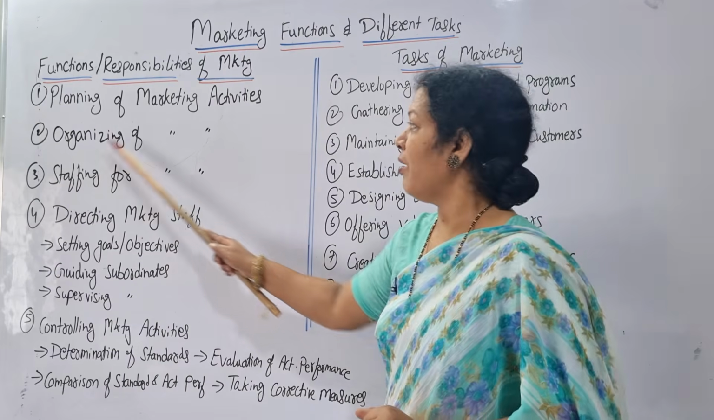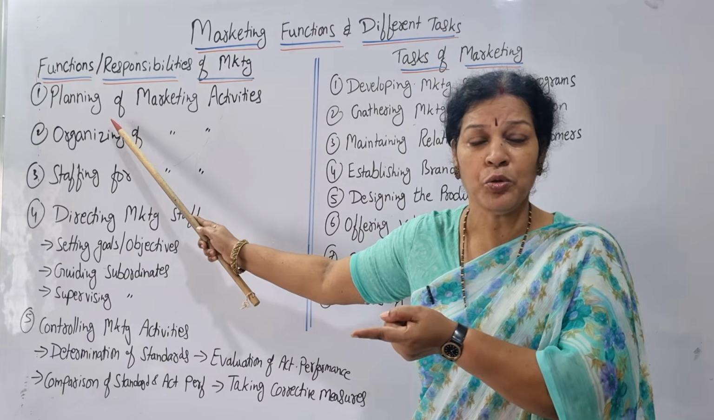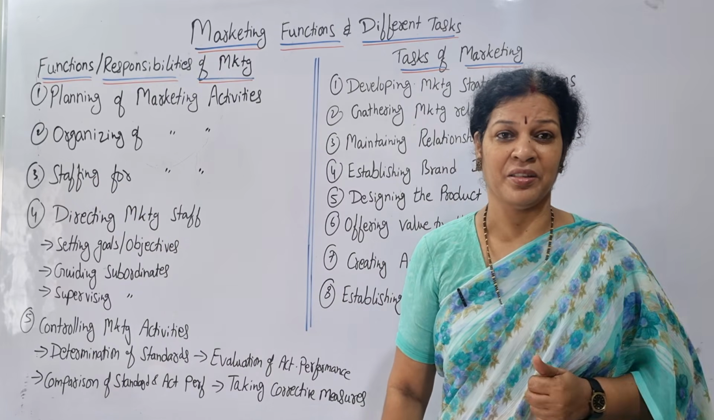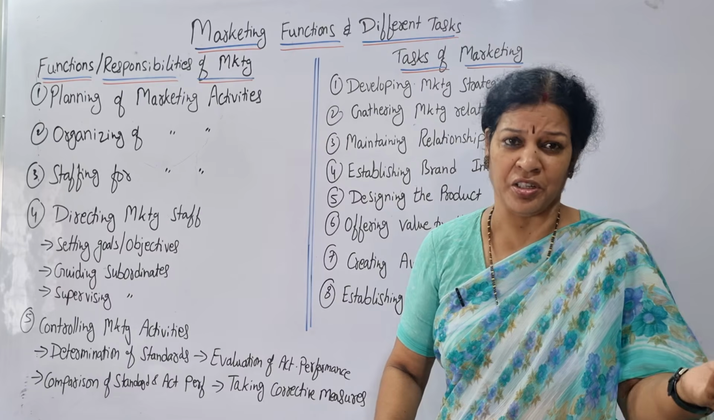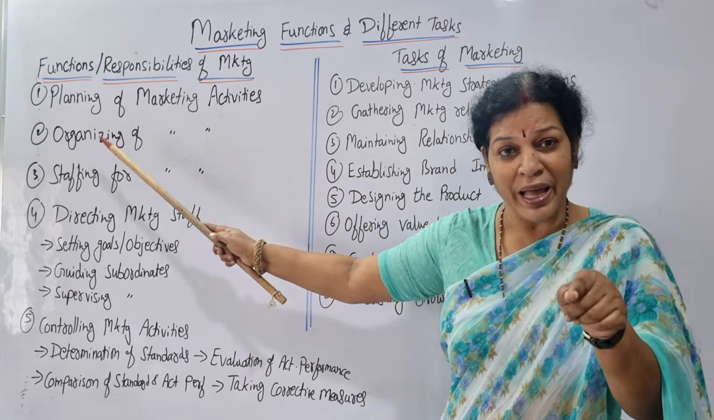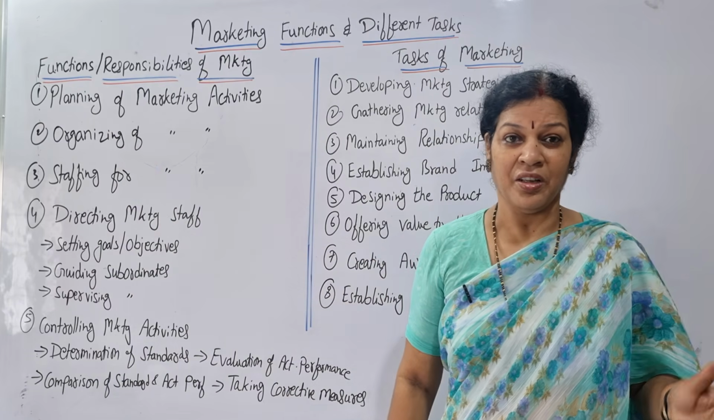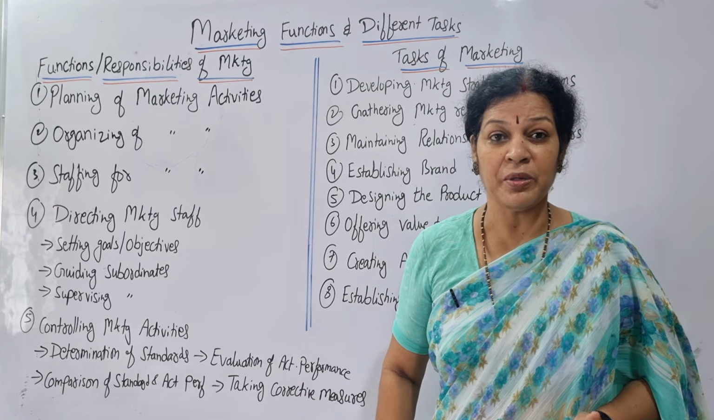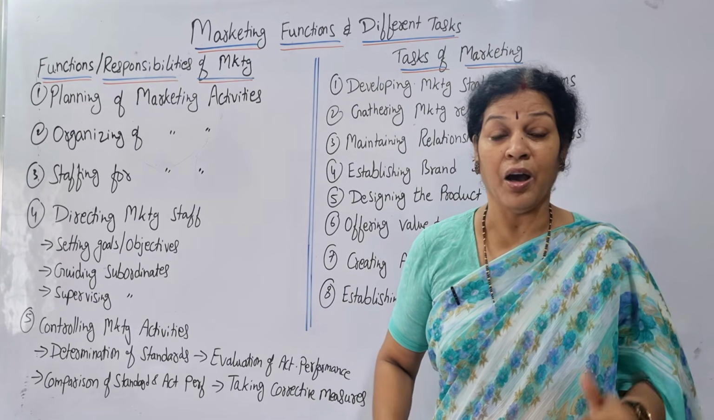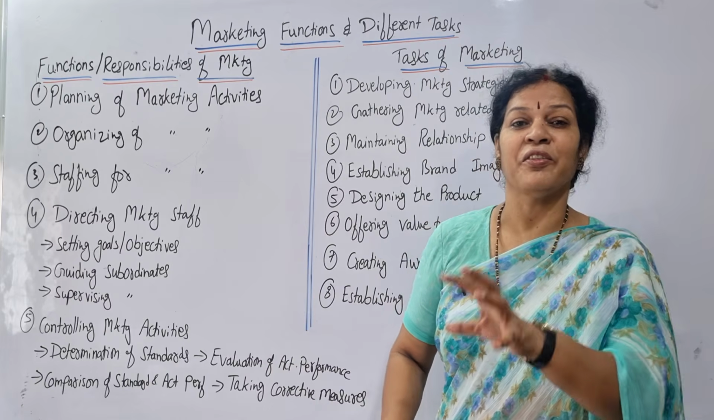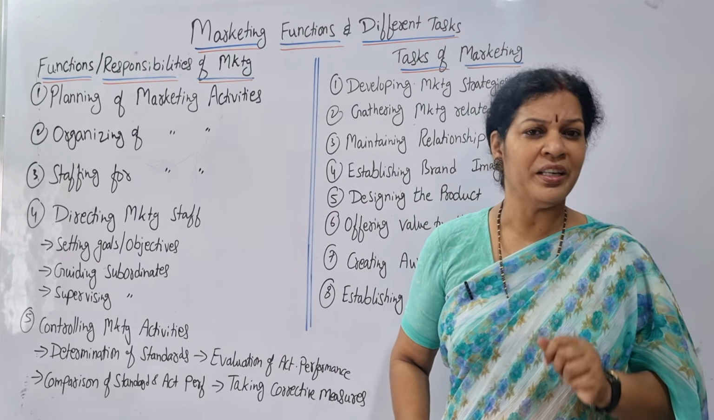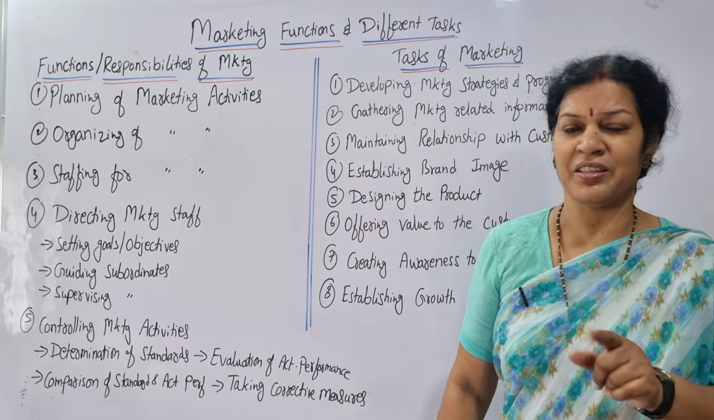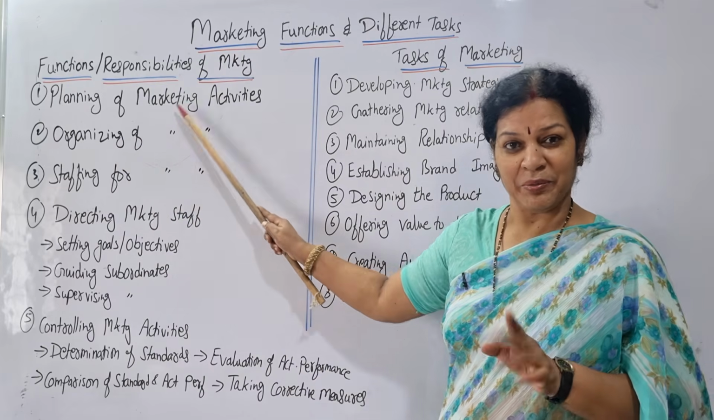Then after that, organizing marketing activities. Planning is over. Now organize it. How do we organize it? Organizing means nothing but execution. That plan we have to execute. So that execution, step by step: to whom we have to give the responsibility, when we have to take the action, how we have to take the action, what is the feedback of that action, do we need any kind of changes. Everything comes under the organizing of the marketing activities.